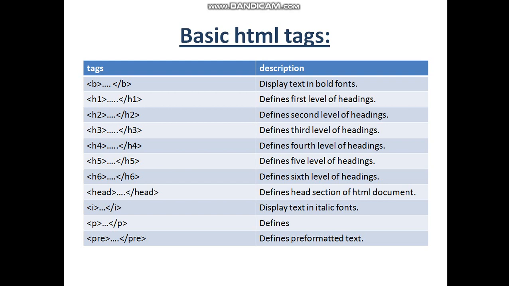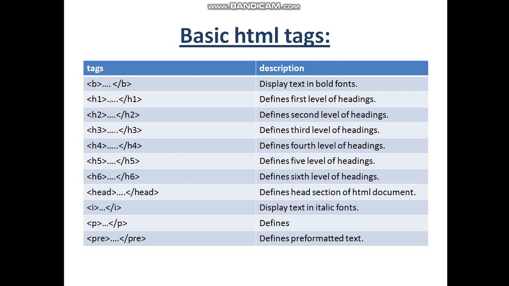Basic HTML tags. First, we can see that the b tag displays the text in bold fonts. H1 defines the first level of heading. H2 tag defines the second level of heading. H3 tag defines the third level of heading. H4 tag defines the fourth level of heading. H5 tag defines the fifth level of heading. At last, H6 tag defines the sixth level of headings.